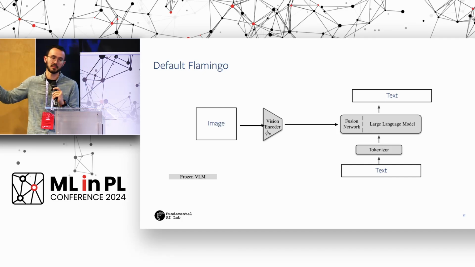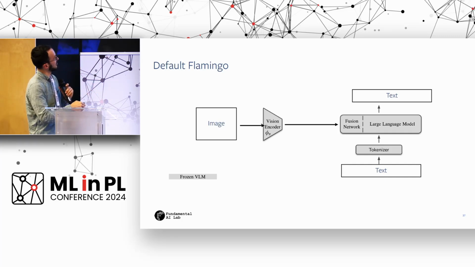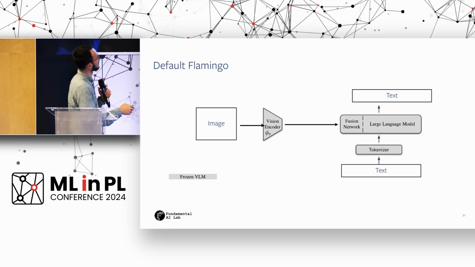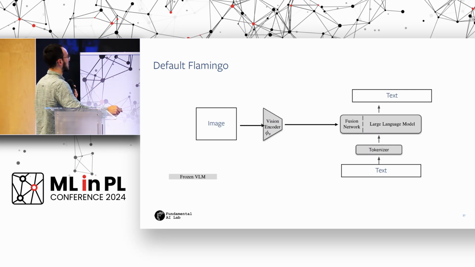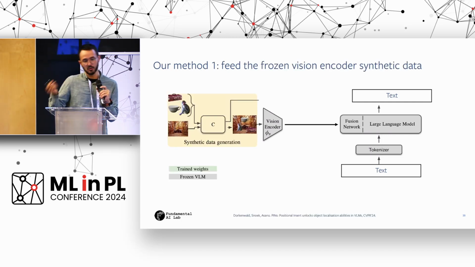So this is, I don't know how many of you know this, the default pipeline of the Flamingo model. You have an image which gets encoded via a vision encoder, and then you have a fusion network, which is essentially cross-attention to multiple layers of the LLM. And the LLM works by, of course, first tokenizing the text and then being able to output text. We, instead of giving raw images, give these sort of fake synthetic images.